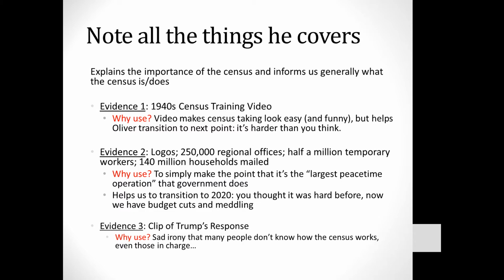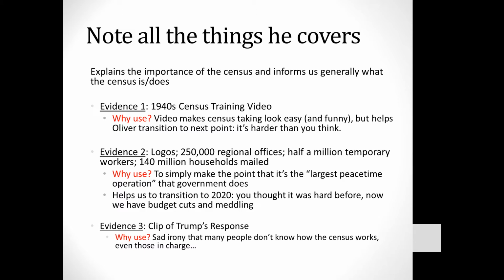So evidence 2, he mentions a little bit of logos, right? His transition is, well, let me show you how hard it is, and how much work is needed for this particular process. 250,000 regional offices, 500,000 temporary workers, 140 million households are mailed. So in this case, he even makes a point that it's the largest peacetime operation that the government does, and it helps you get to this idea now of, buddy, if you thought it was a goofy process where people just walk around asking questions, it's a lot harder than you think. And with that, he even transitions to his next point.